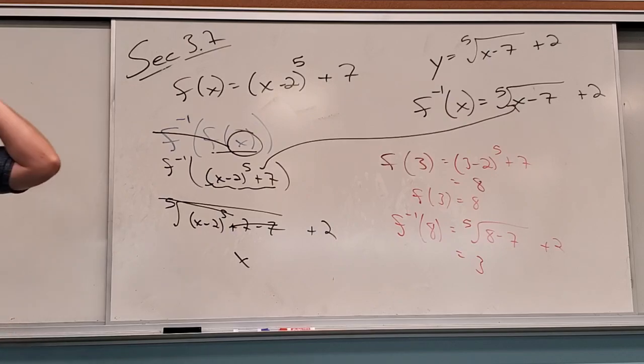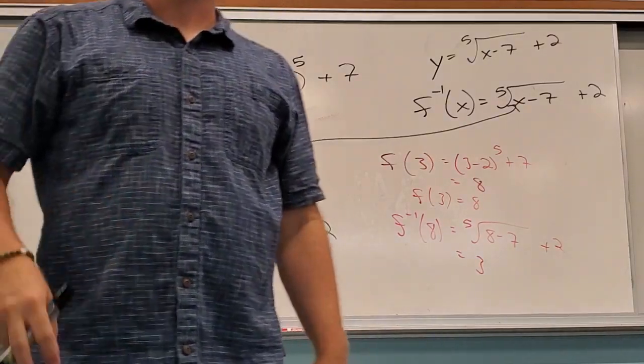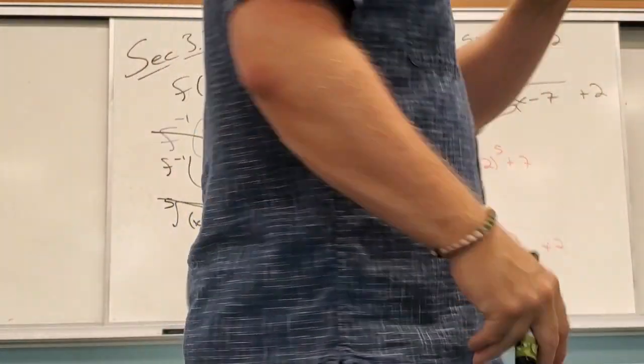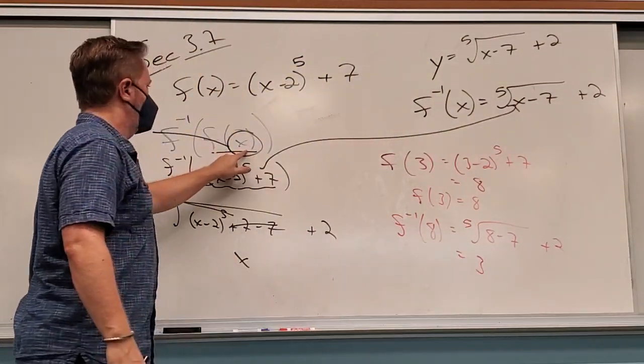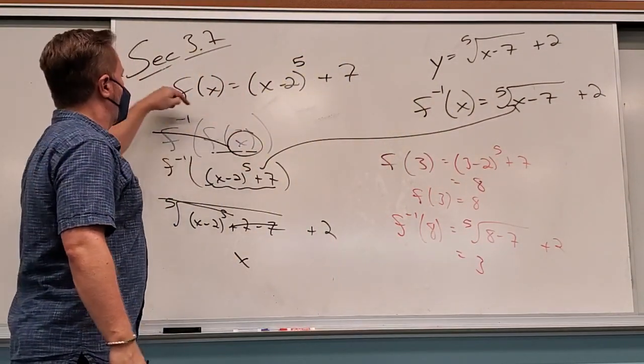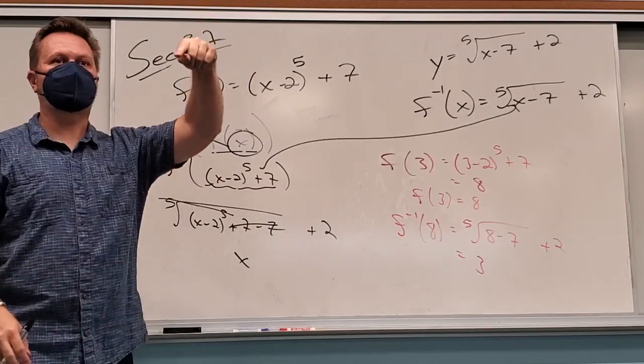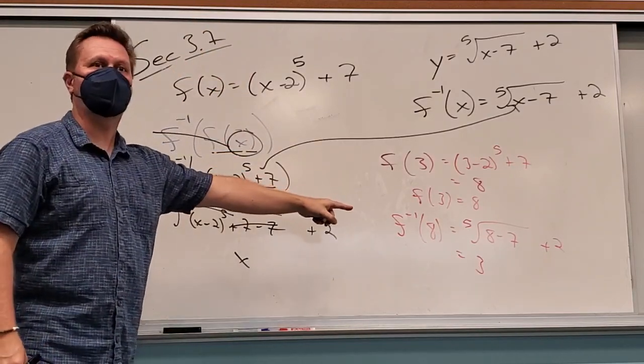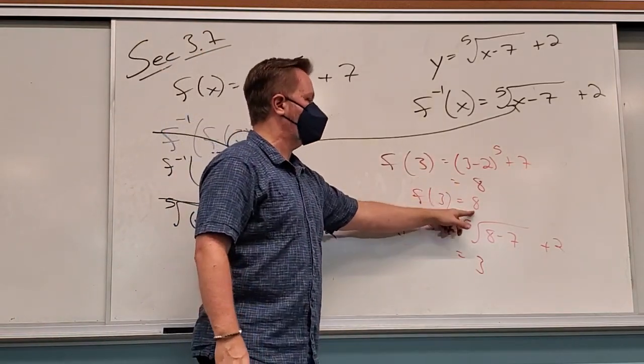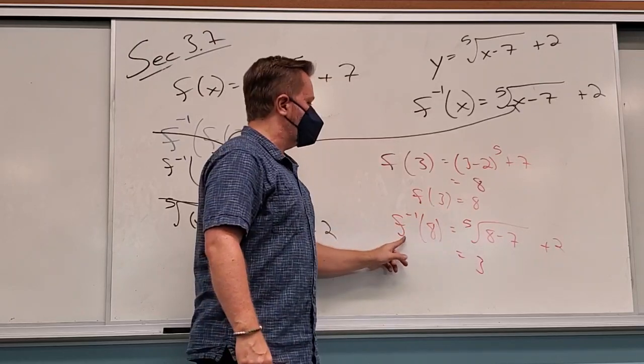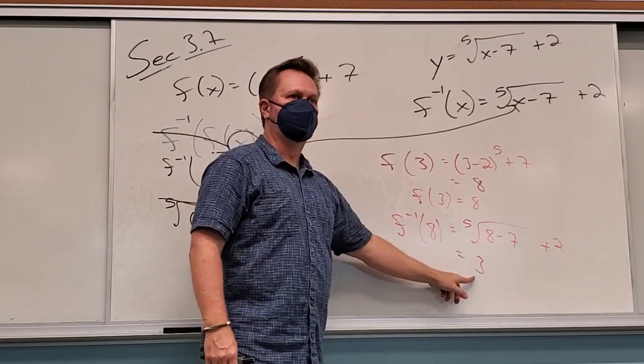Yes? Say again. So we put in any number, and that number comes back? Yeah, exactly. If I put a number into f, get the result, and put that into f inverse, I come right back to the original number, which is exactly what we just did over here, right? We put 3 into f and got 8. Then we put 8 into f inverse and got back to 3.